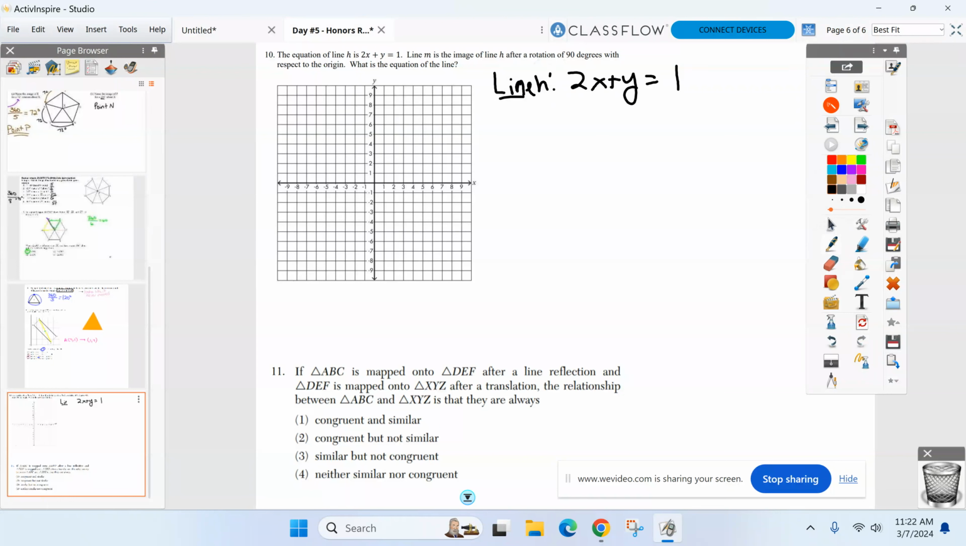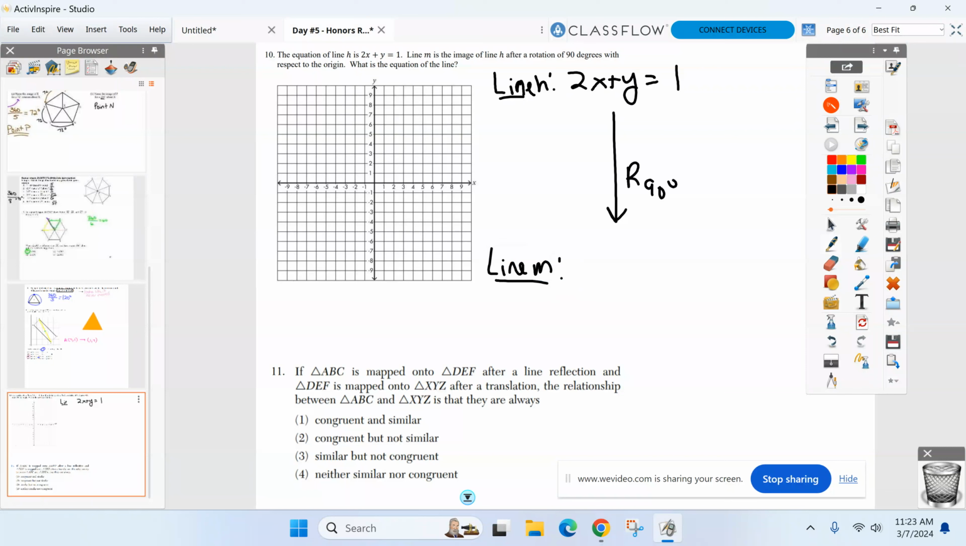What are we going to do to it? And you guys don't have to do what I'm writing. We're going to rotate it 90 degrees and call it line M. I want the equation to line up after a 90 degree rotation. Well, I guess maybe we should probably get a visual and graph this, right? That's probably why I get your graph paper, to look at a visual. I'm not too comfortable graphing this.